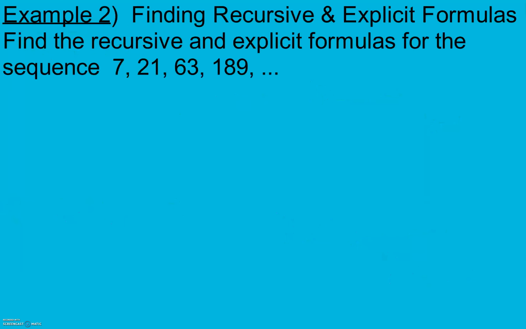In example 2, we're going to be finding recursive and explicit formulas for this sequence. So here, I need to figure out what my pattern is, so I know if I have a geometric or an arithmetic sequence. To go from 7 to 21, I can either add 14 or multiply by 3. If I check here, adding doesn't work, but multiplying by 3 does give me 63, and multiplying by 3 does give me 189. So here my pattern is to multiply by 3, which means 3 is my common ratio. So I have a geometric sequence.